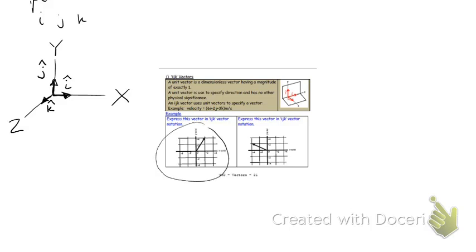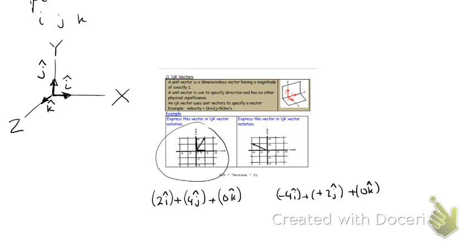Look at this graph. I've got 2i, because I go 2 along the x-axis, plus 4j, and there's nothing in the z direction, so 0k. I've just represented effectively a 3-dimensional vector with just a little bit of writing. On this one, it's going to be minus 4i plus 2j plus 0k. Again, I've done it.